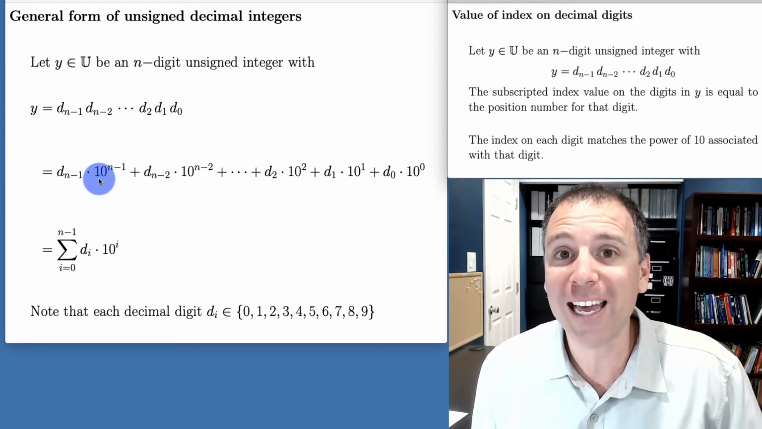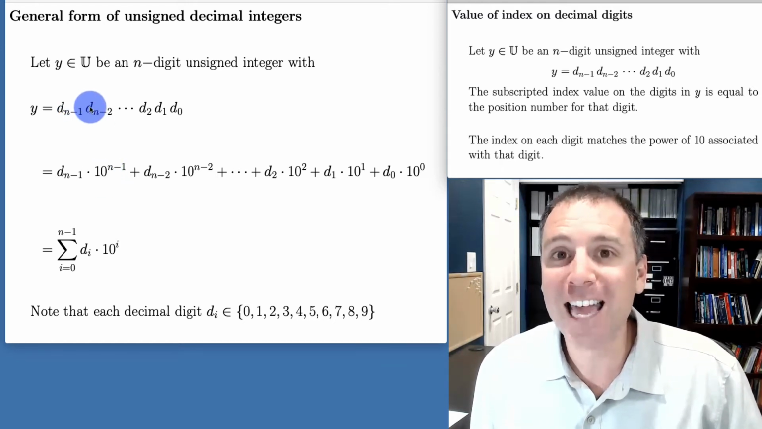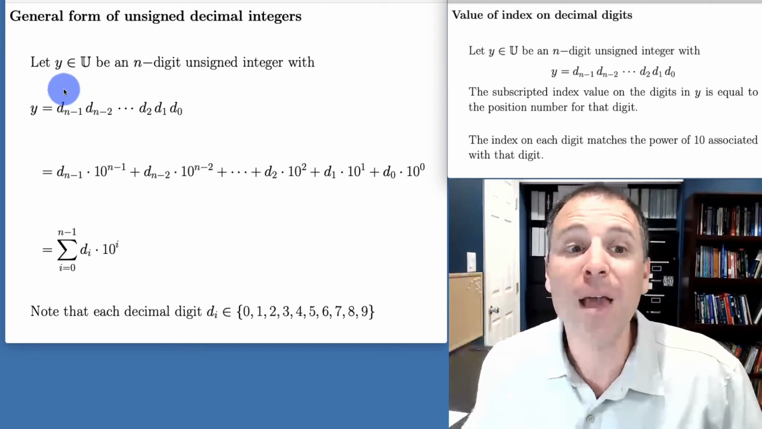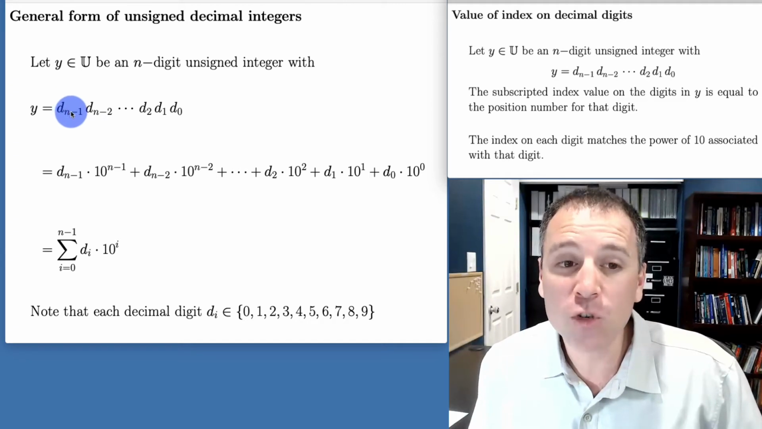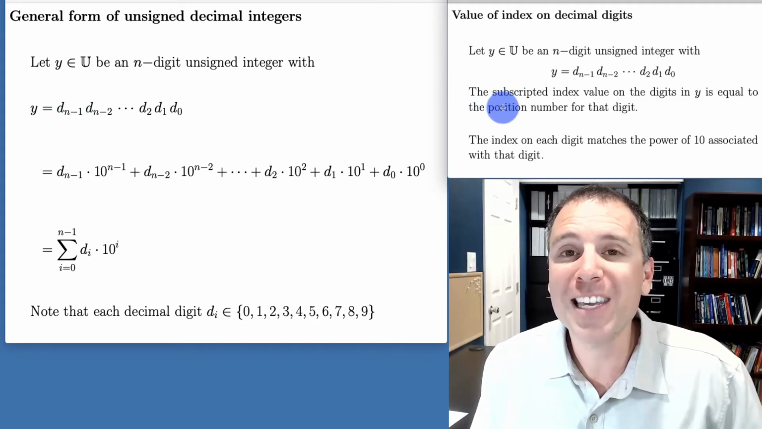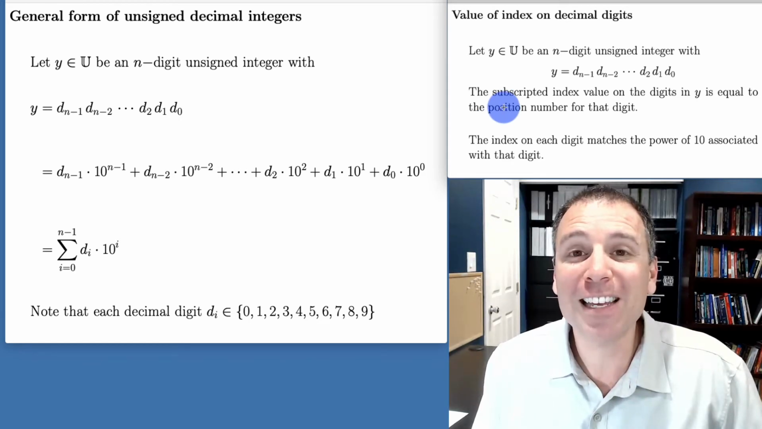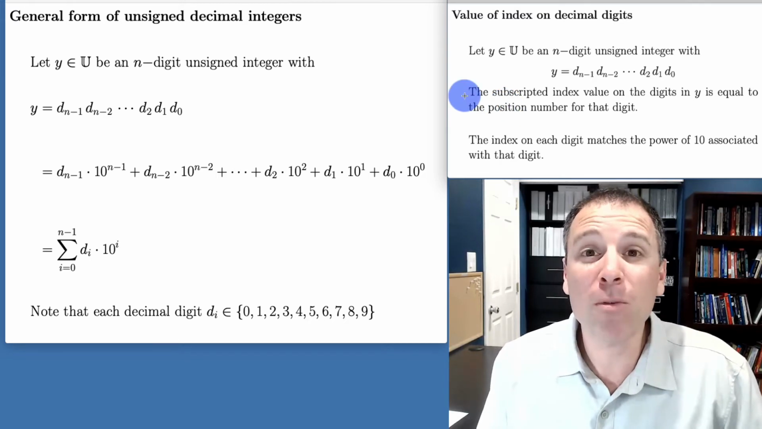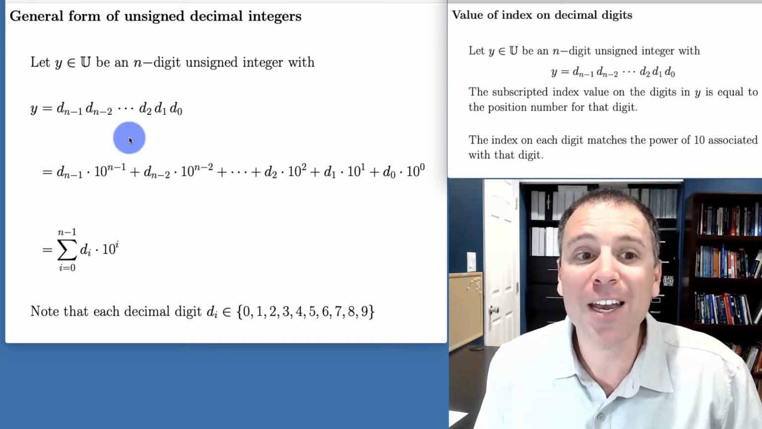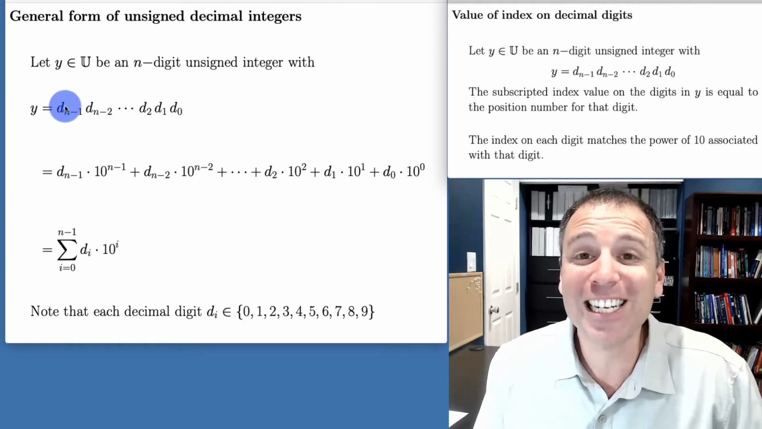Decimal means 10. So this is a base 10 representation. Anytime we see D, we're thinking decimal base 10. Then when we look at the subscript, we call those indices. Remember, the value of the index matches exactly the position number of that particular digit. Position numbers are another way to say the power on base 10 corresponding with that digit in the representation.